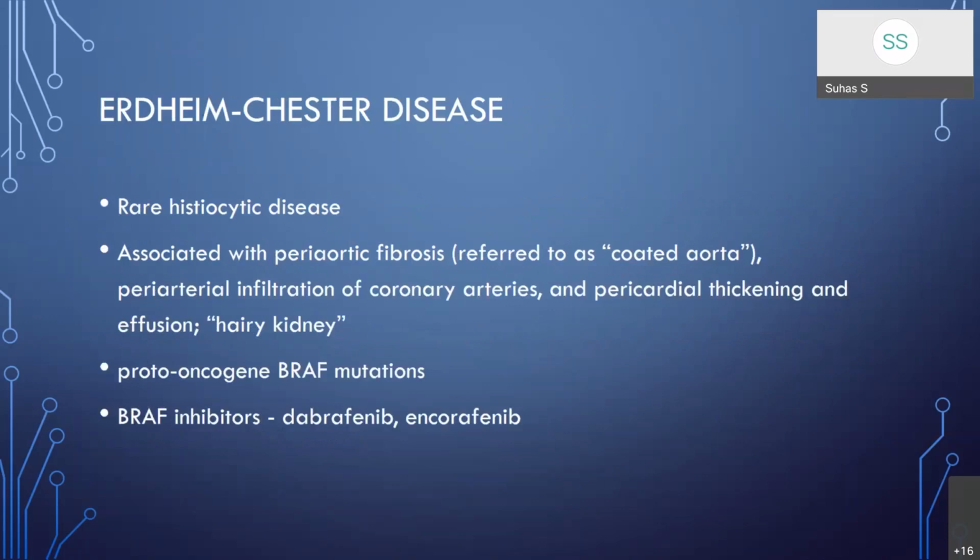Third such condition is Erdheim-Chester disease. This is due to defective functioning of histiocytes, and this is associated with periaortic fibrosis referred to as coated aorta, and there is periarterial inflammation of coronary arteries, and there is even pericardial thickening and pericardial effusion. The other feature is presence of inflammation around the kidney, noted as fat stranding, or it looks like a hairy kidney on CT scan. This is due to proto-oncogene BRAF mutations. So BRAF inhibitors like dabrafenib and vemurafenib have been used in the management of this disease.